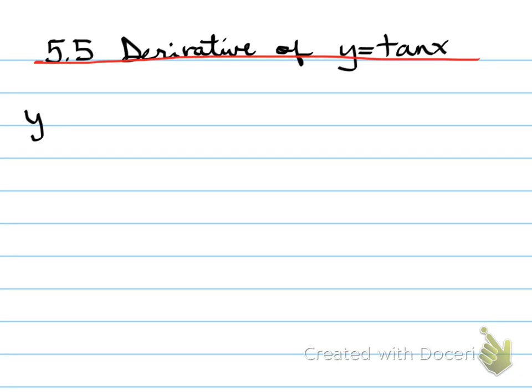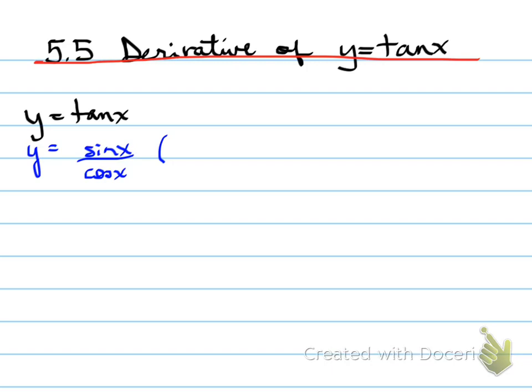Okay, 5.5, derivative of y equals tan x. So this is another trigonometric ratio which we need to know the derivative of. Y equals tan x. We're actually going to derive this. The reason why we're going to derive this is I'm going to show you how the derivative of tan x became what it is. It is quite sneaky. Alright, y equals tan x can be written as y equals sine x over cos x.